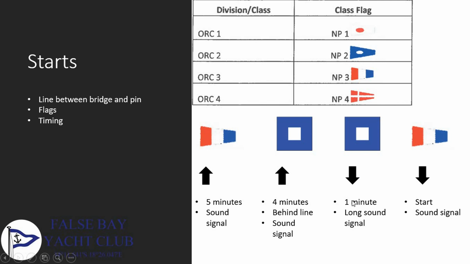When the P flag comes down, there's a long sound signal, and that means there's 1 minute until the race starts. Okay, and then from the 1 minute you'll sail around, all behind the line still. Again, at any point, if any boat crosses the line onto the race course side of the line, they'll have to come back to the side that's not the race course side.